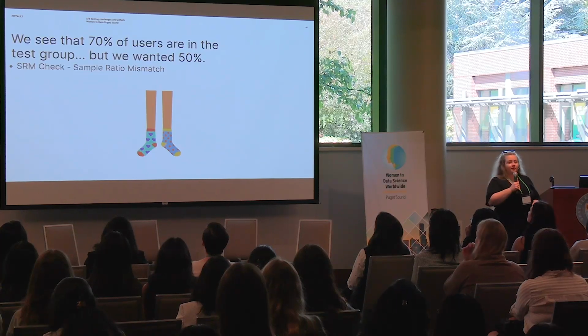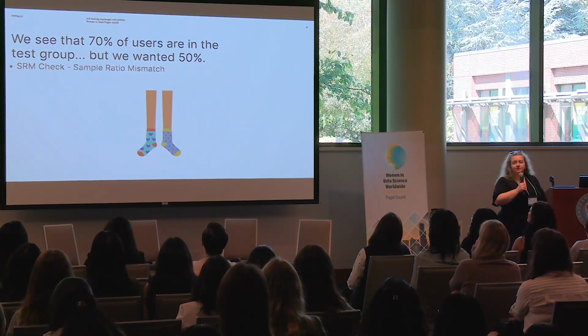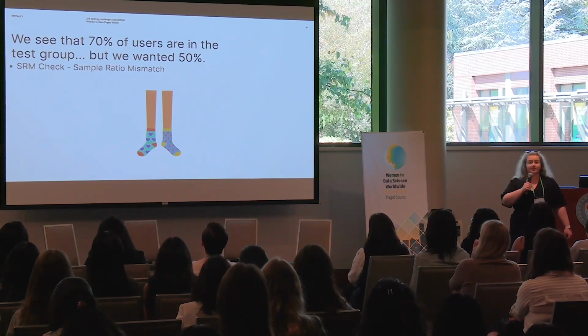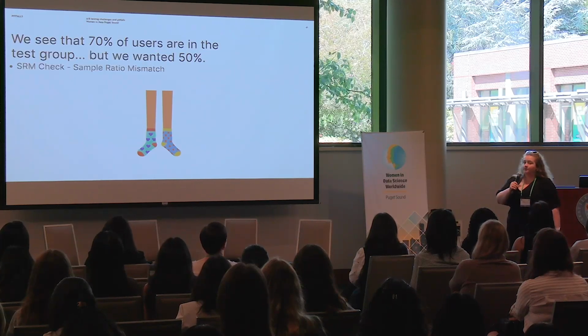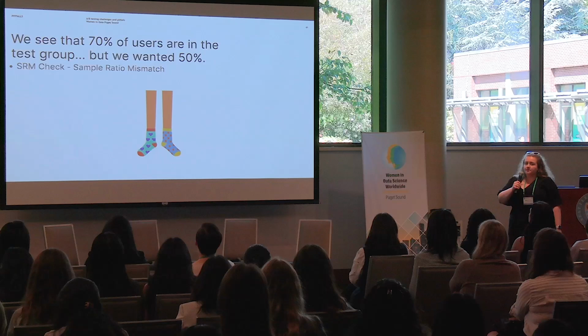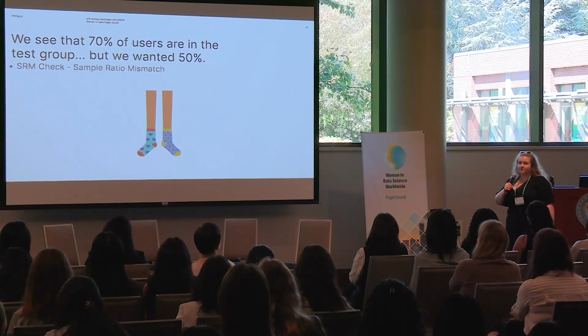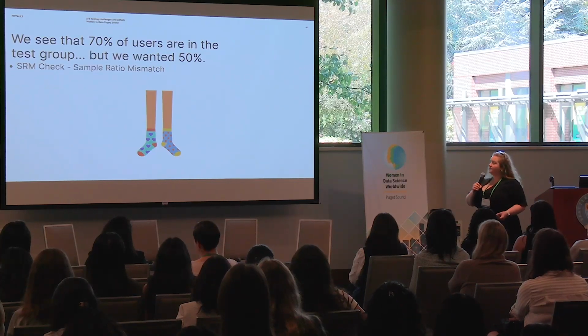Another fun one. So we want to roll out our experiment to 50-50. We check in on the experiment within a day or two, and we're realizing that actually we see 70% of users in the test group, but we wanted 50%. So what do we do? Well, a lot of times it's not necessarily 70%, and it can be something like 52% and 48, 53% and 47, whatever it may be. The numbers are kind of close.